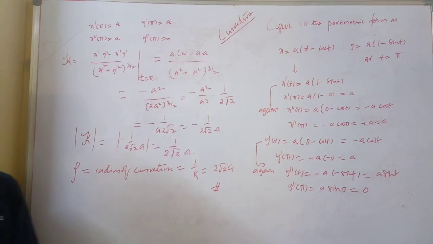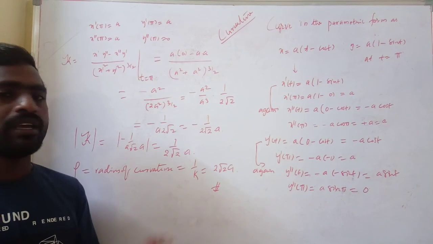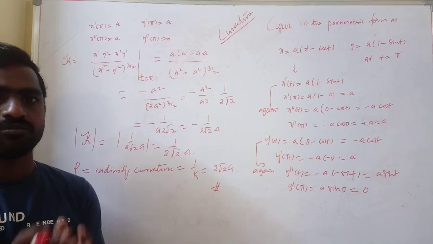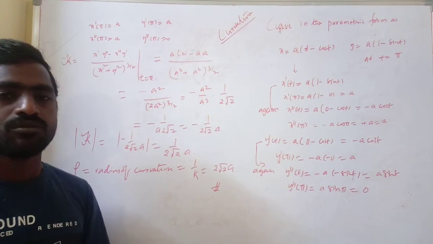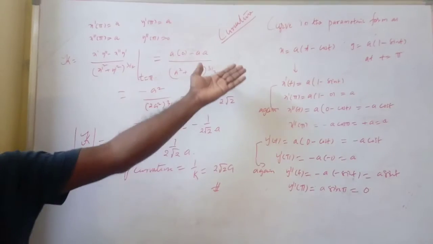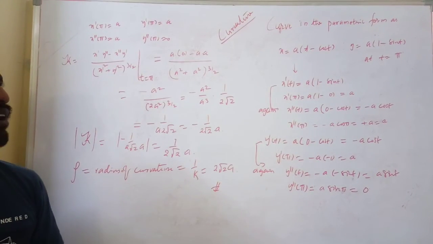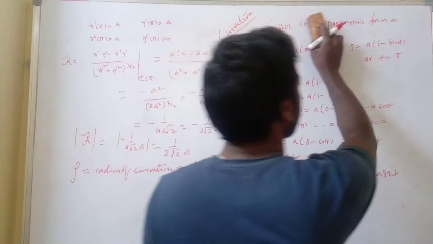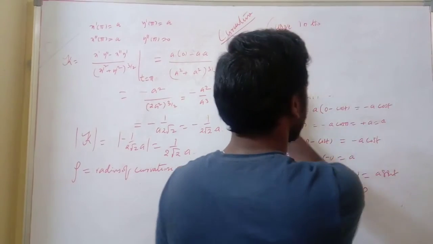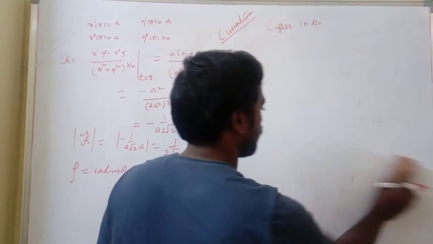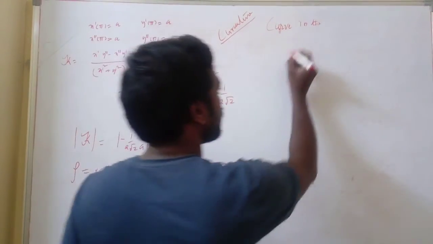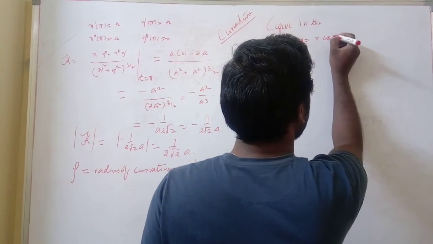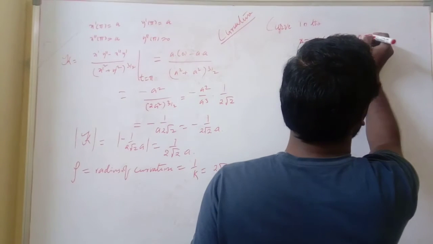Otherwise, we can use the curve in the Cartesian form or polar form. Cartesian form you know from the previous class. Presently we did the parametric form. So next I want to discuss the polar form. Polar form is like, suppose x is equal to r cos theta and y is equal to r sin theta.